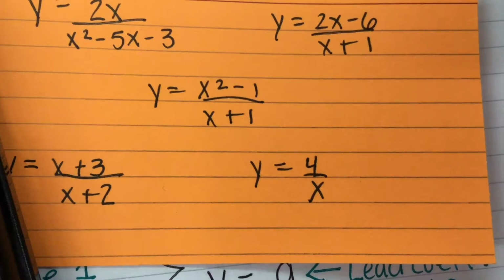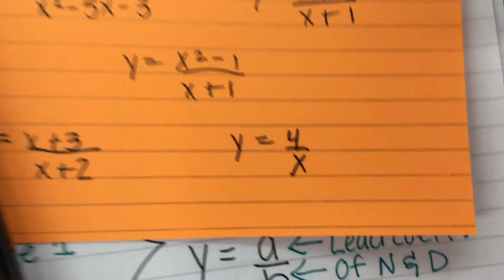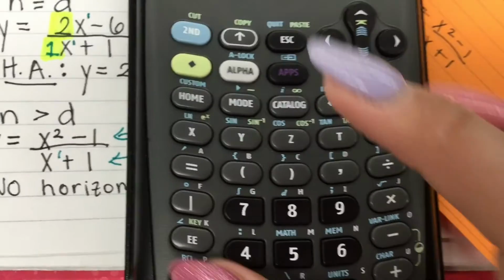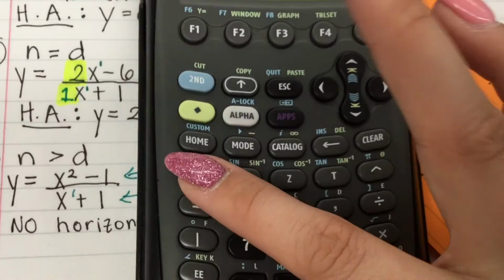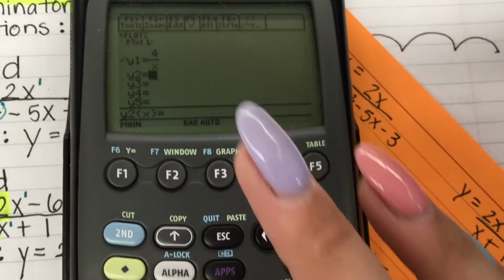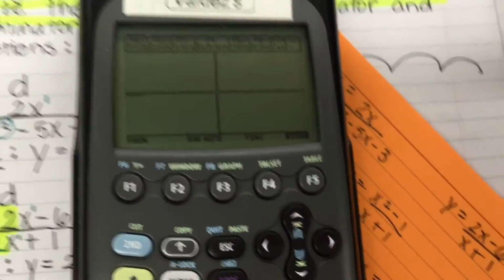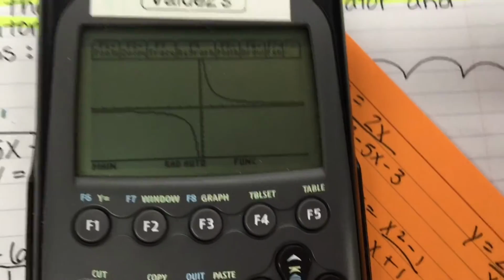If you have no idea what rational functions look like, here are some examples of rational functions. I'm actually going to type one of these into my calculator just to see what it looks like. For 4 over x in my calculator, I can just click 4 divided by x, type that in, click enter or graph, and I will see the graph on my calculator. We can tell that this looks way different than a parabola or a line.